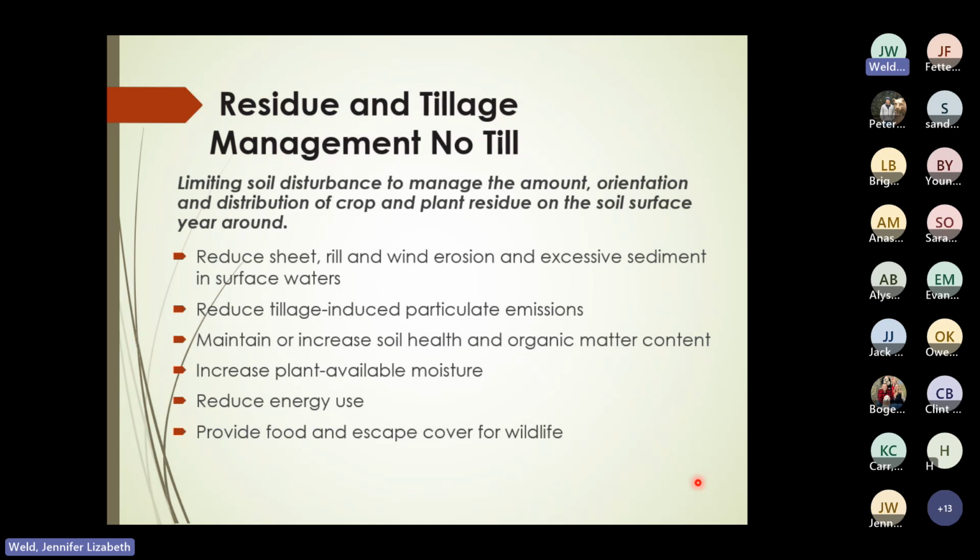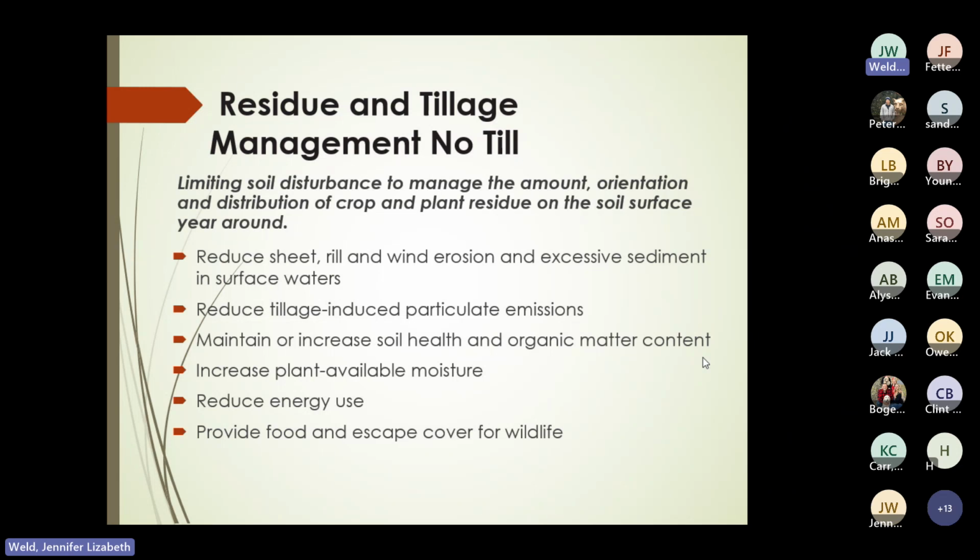So, residue and tillage management for no-till. No-till is fairly widely used in certain areas of Pennsylvania. The idea is that it limits soil disturbance to manage the amount, orientation, and distribution of the crop and plant residue on the soil surface year round, right? So you have minimal soil disturbance. There is still some soil disturbance, but it's minimal. And when that's combined with residue, you can reduce sheet and rill erosion.